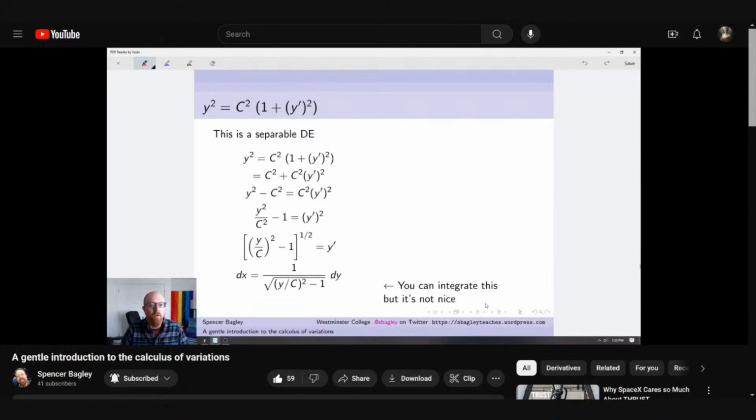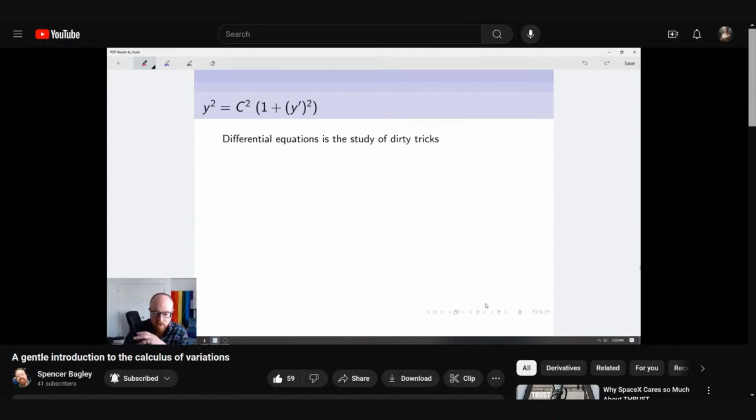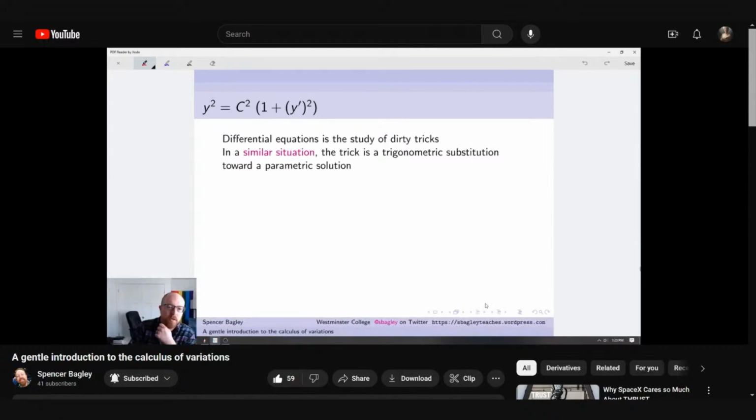I wonder if there's another way that we could approach this problem, though. I like to say that differential equations is the study of dirty tricks. There's a very similar situation. Click on that link if you want to read the details, where the correct trick is a trigonometric substitution. And then we're going to work toward a parametric solution instead of an explicit solution. You can see if my y prime was, let's see, I guess a tangent of theta, then I got 1 plus tangent squared, and that should be secant squared, and then maybe some good stuff happens. So let's try that substitution here.